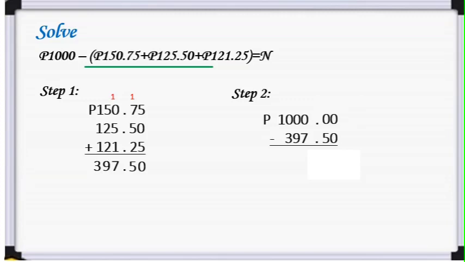Now, let us subtract as in subtracting whole numbers. So let us subtract 0 minus 0 is 0.